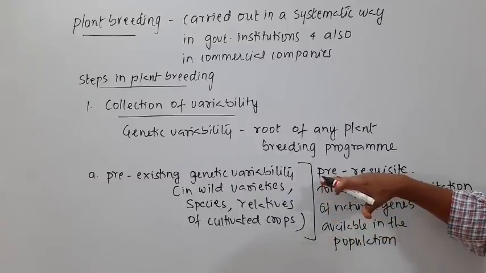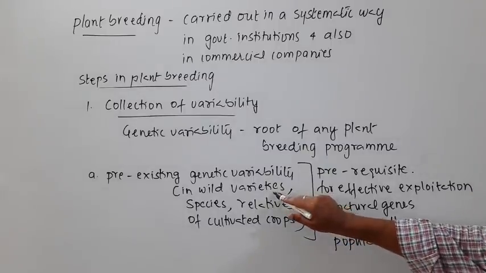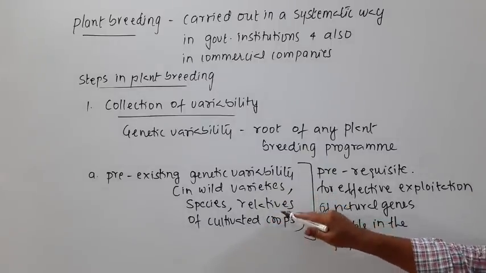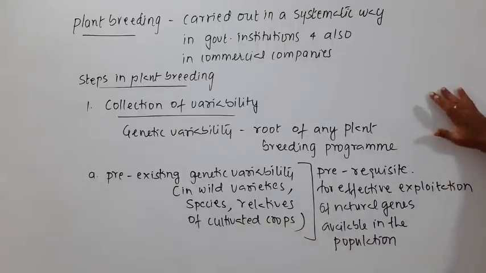So this is the prerequisite for the effective exploitation of the genes that are naturally present in these wild varieties or species or relatives of already cultivated crops. This is a small piece of information on genetic variability, which is the root of the breeding programs.